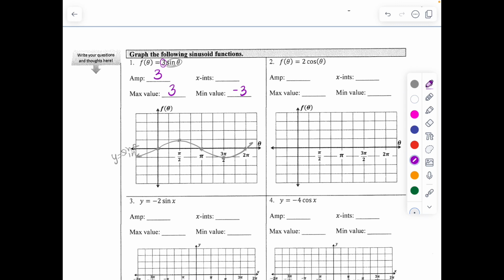If I'm going to graph 3 sine theta, I know I'm going to multiply everything by 3, meaning our vertical stretch, that amplitude, is 3. So everything at 0 will still be the same. 3 times 0 is still 0. But this maximum of 1 is now multiplied by a vertical stretch of 3. It's going to come back to 0 at pi. Our minimum is now going to be at -3, and our 0 will still be there. So our graph kind of looks like this.